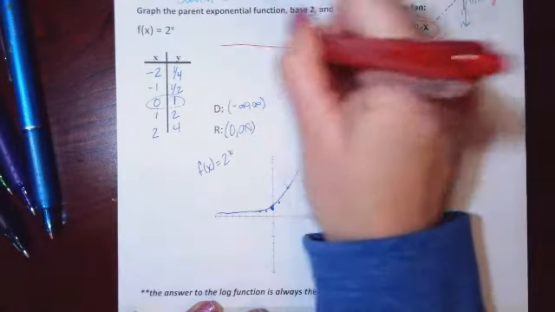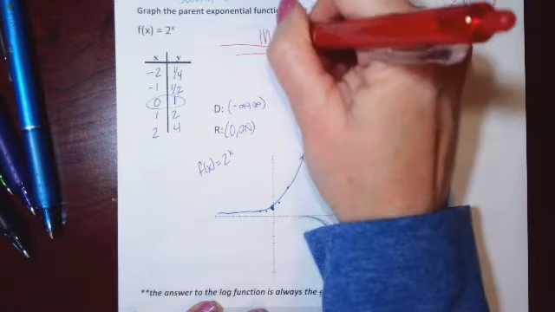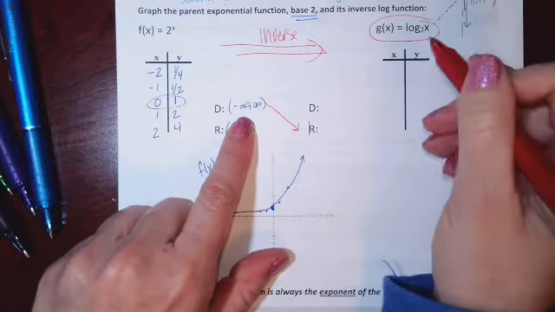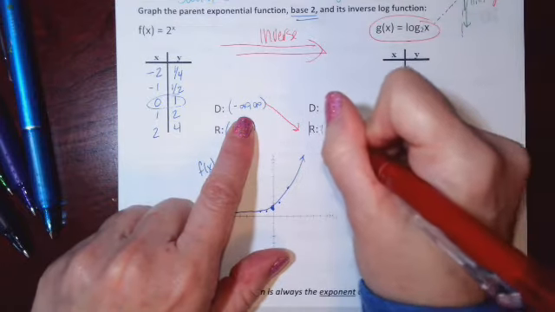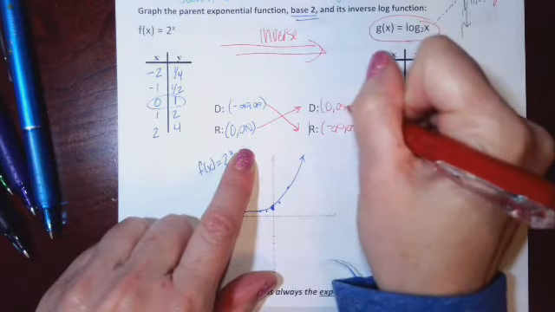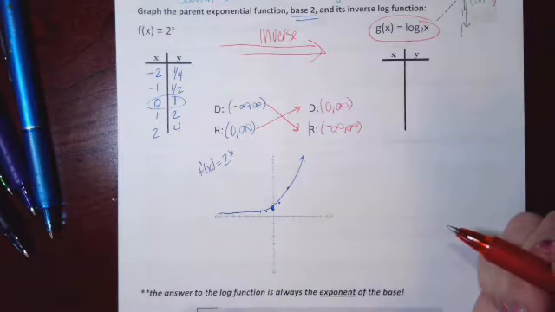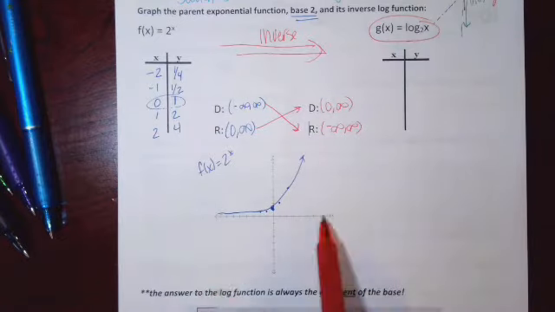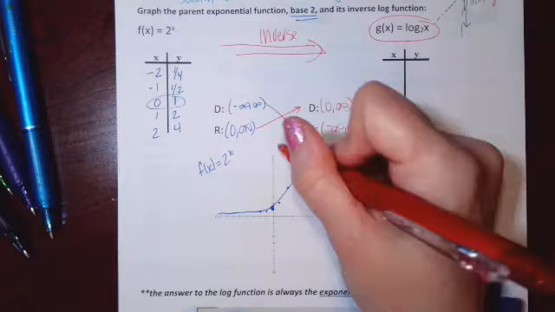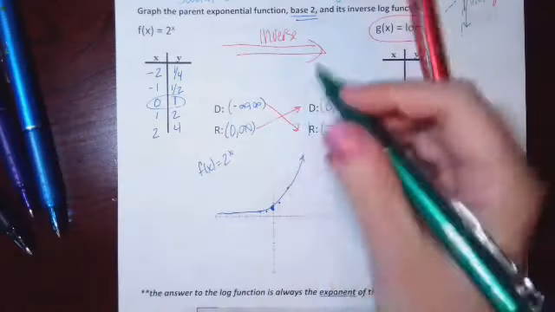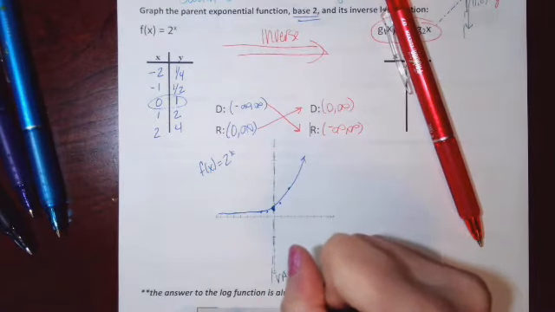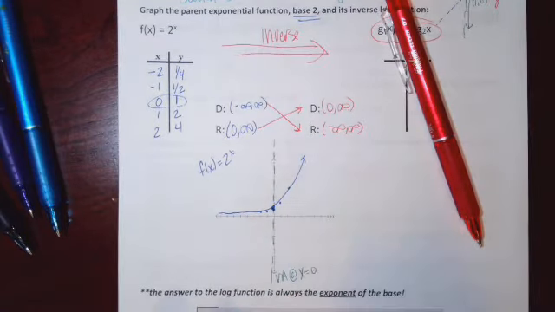And to find the inverse, we're going to switch the domain and range. So for the inverse function, the log function, now the domain is from 0 to infinity, and the range is all real numbers. My log function, instead of having a horizontal asymptote that limits the range, now has a vertical asymptote that limits the domain. So I'm going to have a vertical asymptote at x equals 0.